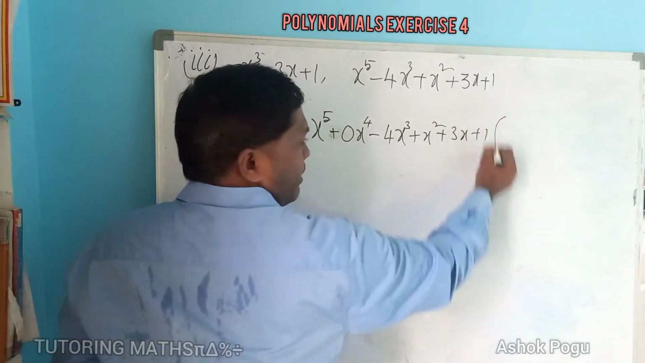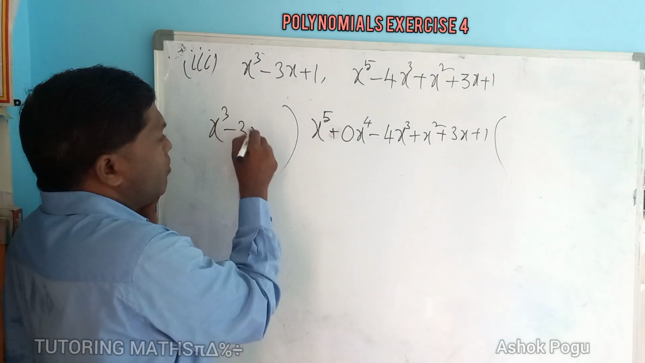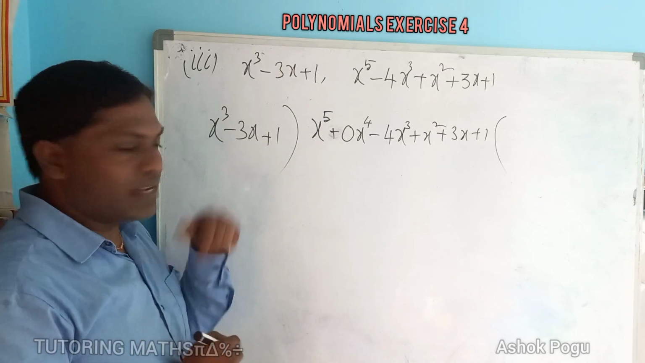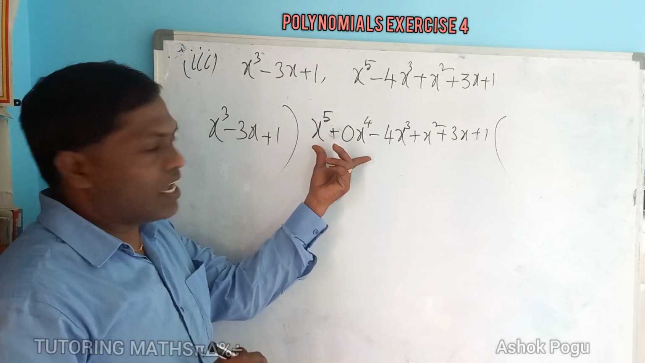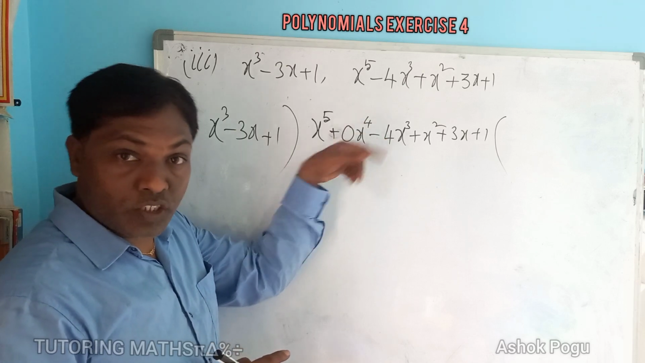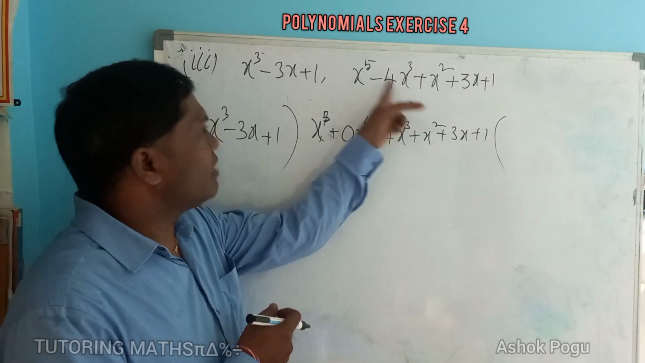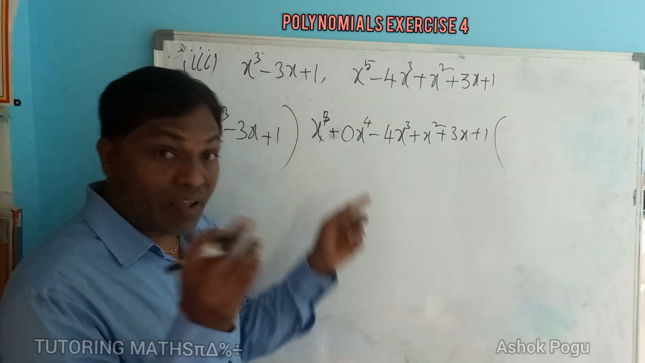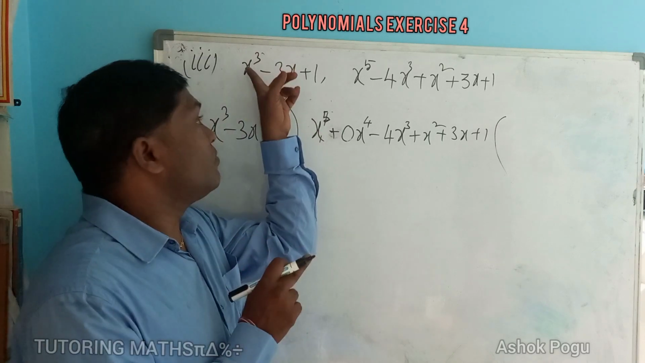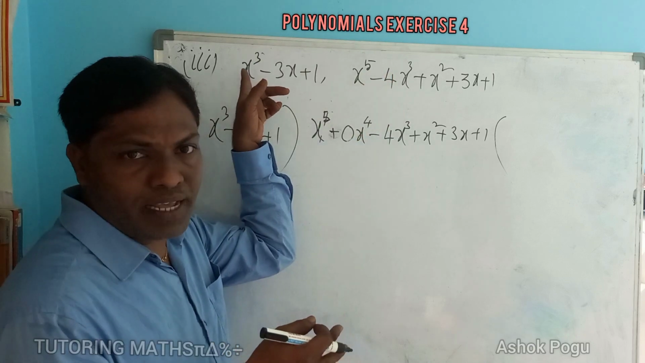This should be divided by the first polynomial. So this is the first polynomial, x cube minus 3x plus 1. Yes. So this we have arranged in a proper order because there is no power 4, that's why we have taken 0x power 4. The second polynomial by the first polynomial. If the remainder is 0, then you can say that the first polynomial is a factor of the second polynomial. Otherwise, it will not be a factor.